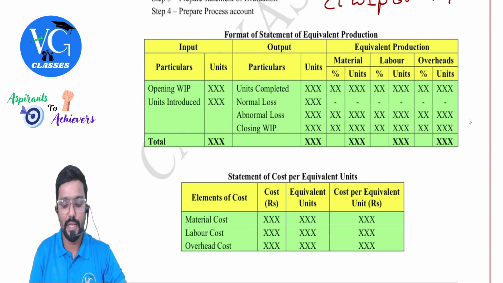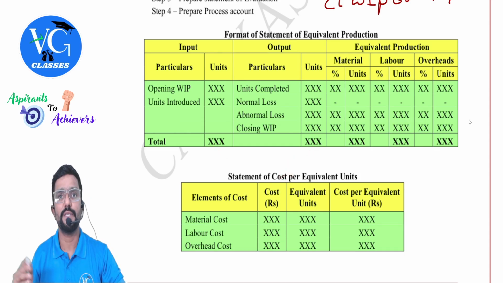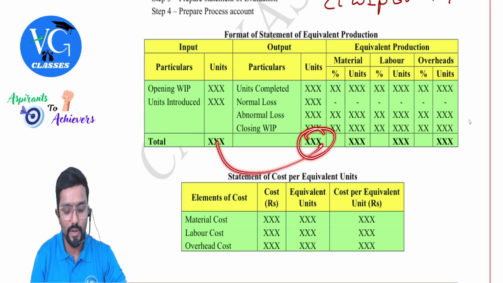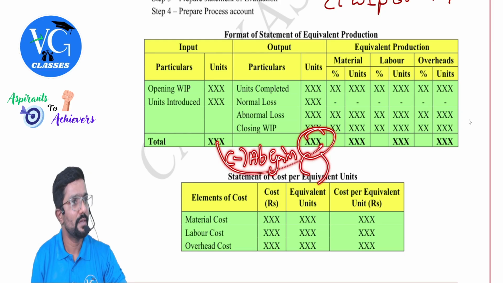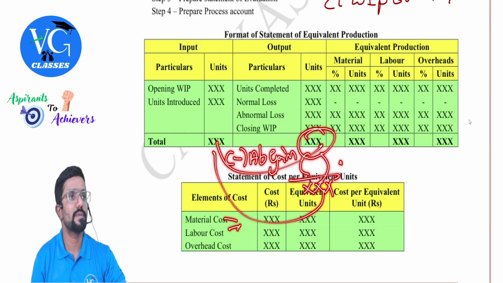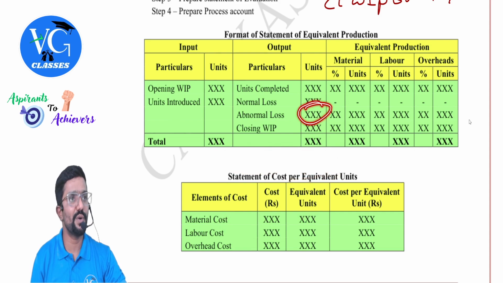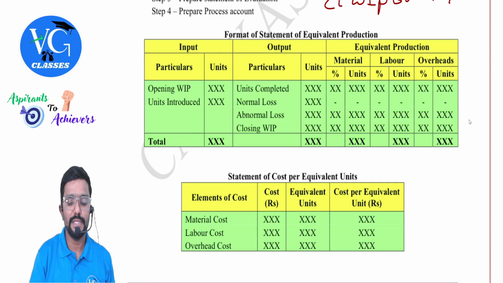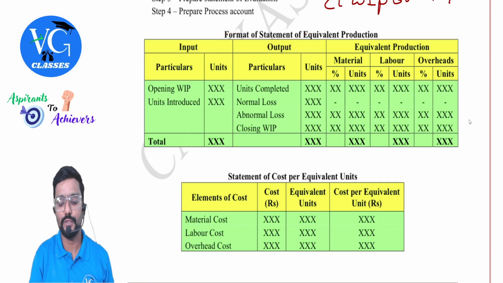Once I ensure that both of these are equal, sir, then I will proceed further. If there is abnormal gain, first total up; this will be more. Maybe here you will show abnormal gain, however much there is. Then you will get one more number. Try to match that with this. If it is abnormal loss, you can show it here as positive. Any doubt, madam? Got it now? Once I am done with these two, I will proceed further to calculate equivalent units.